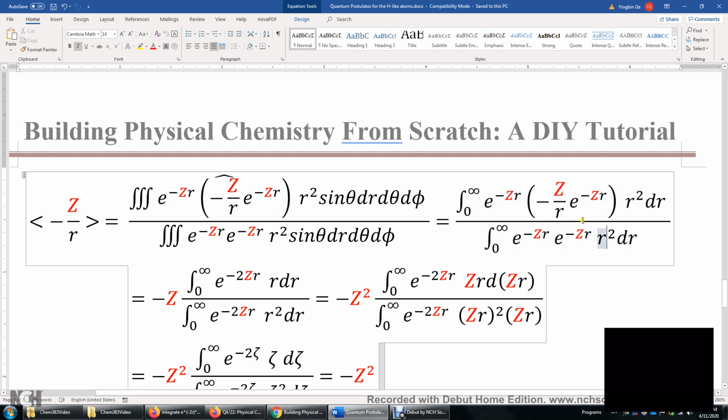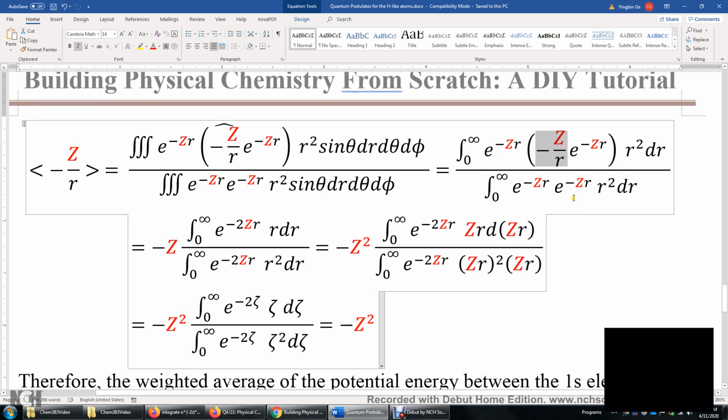What's the difference? The difference is very simple. Over here, you have negative Z over r. And then we just need to integrate this too. I would recommend you to use Wolfram Alpha. Before we do that, we can use some simple variable substitution to simplify these two integrals.